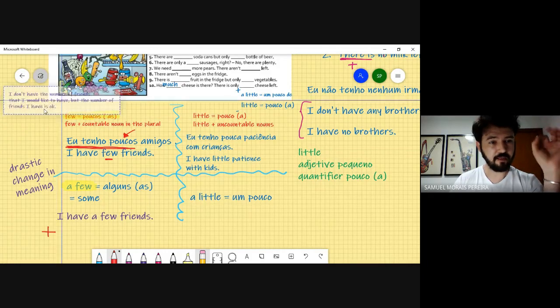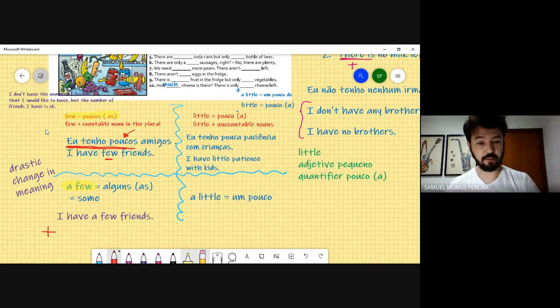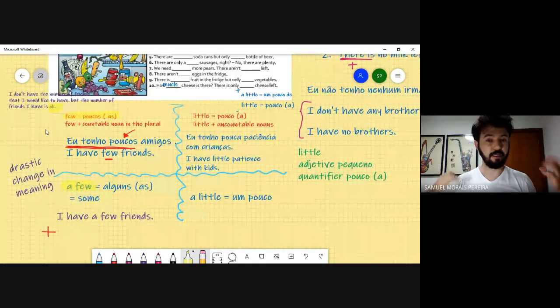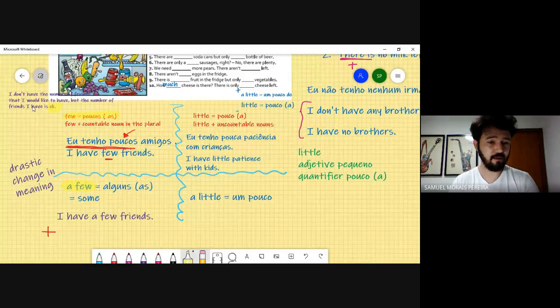Mas quando a pessoa fala but the number of friends I have is okay. When the person uses the word okay in English não é um great, um awesome, amazing. Ok, tipo assim, tá bom. Tipo, tenho poucos amigos, mas tá. Esse daqui é diferente. The one I have here. I have a few friends. Eu tenho alguns amigos e para mim tá bom a quantidade que eu tenho. Tipo, eu tenho amigos, pelo menos. This is the idea, okay?